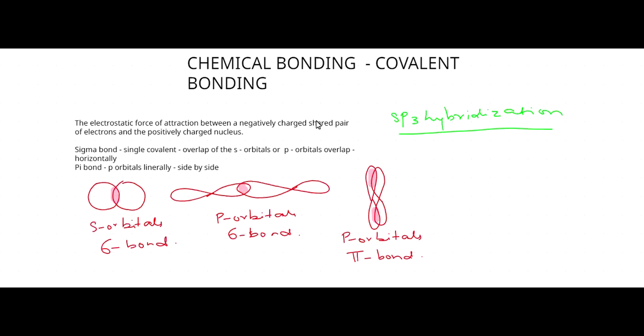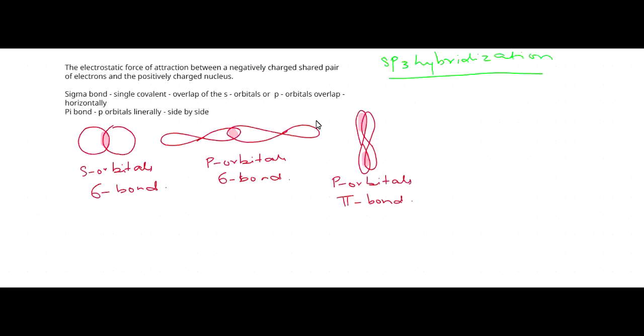Something like this. So if I have, let's say, this is my px and py. So what is happening is that my px is also overlapping, and this py, I don't know how to draw it. One second. So this px is also overlapping, and the py is also overlapping, like this. This would be a double covalent bond.